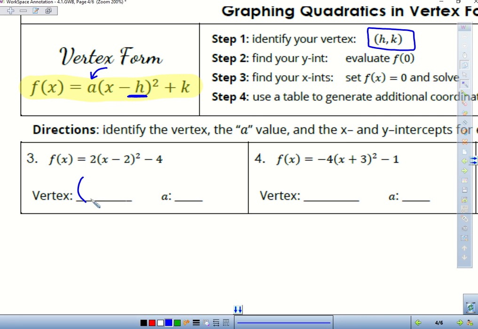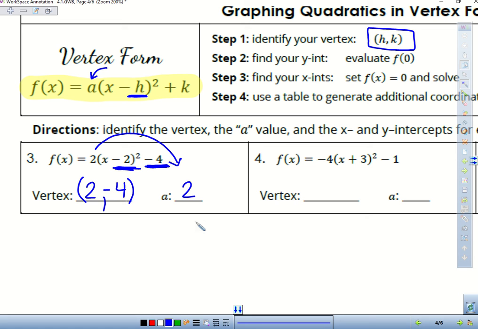So let's go ahead and find the vertex. What you do is you take whatever this number is and you change it to the opposite sign. And then this value right here is going to stay as is. So that's how you find the vertex. And then your a value is the value right out front, which is 2. So does everybody see how the h changes sign but everything else does not?